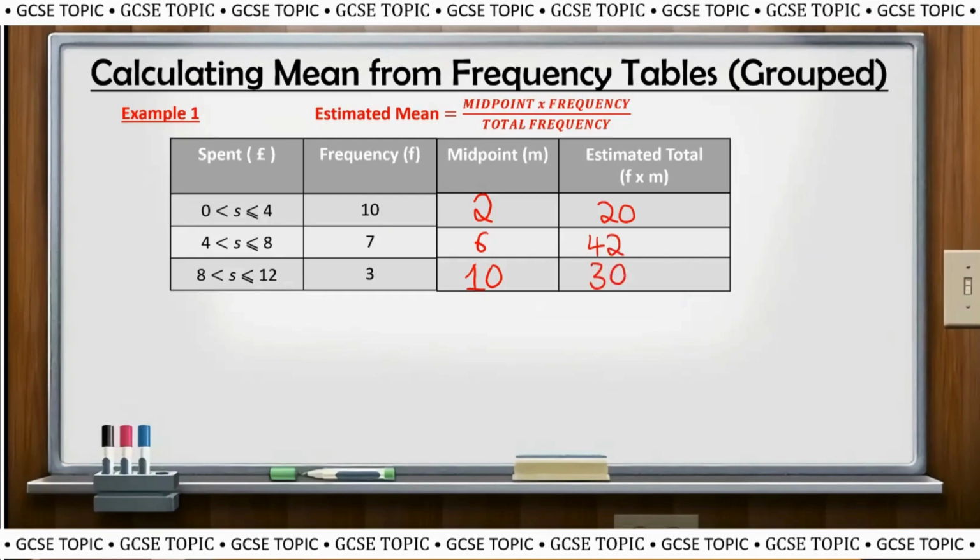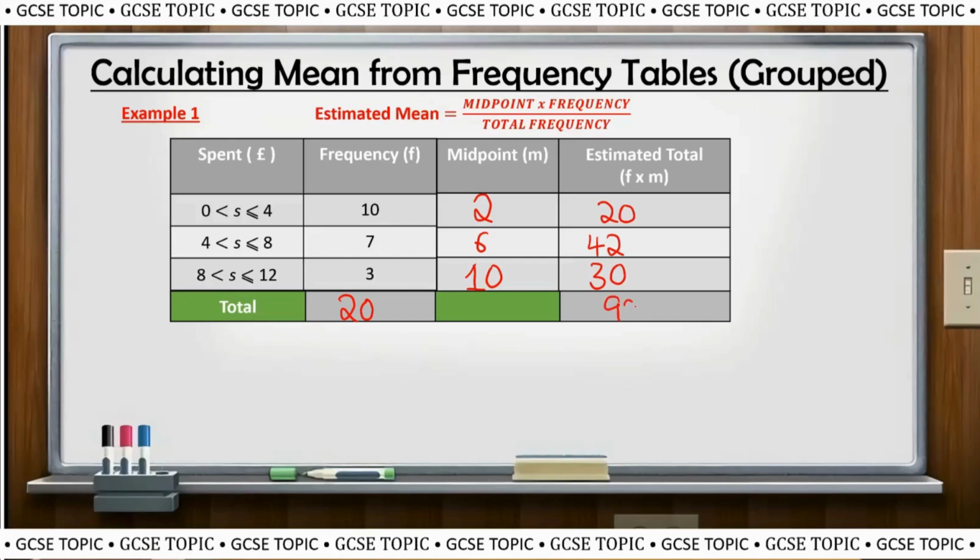For step 3, I'm now going to find the total sum for both my frequency column and my estimated total column. So for my total frequency, I'm going to add 10 plus 7 plus 3, which equals 20. And for the estimated total, I'm going to add 20 plus 42 plus 30, which gives me a total of 92.